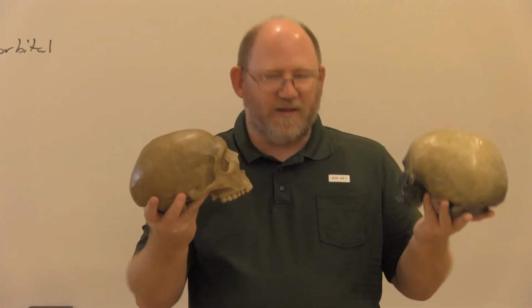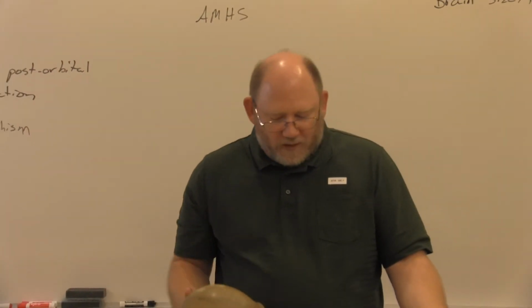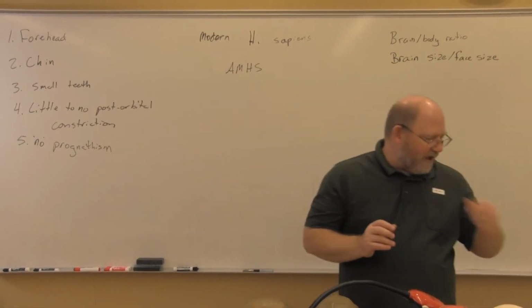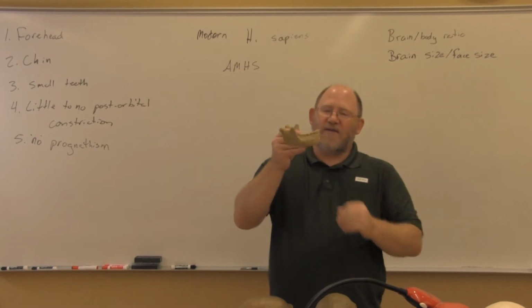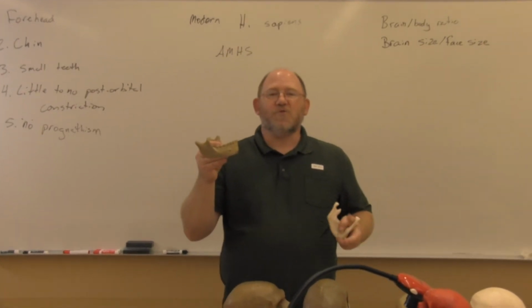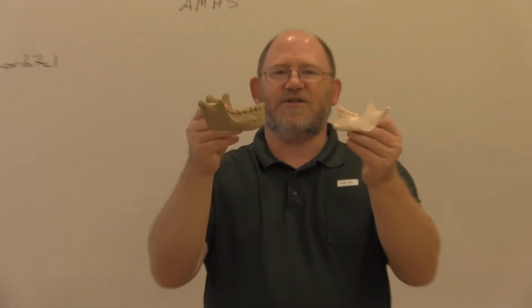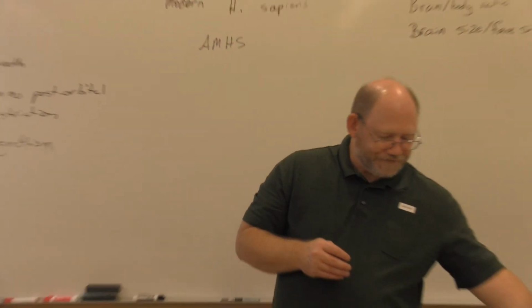So this is one of the things that we will pay attention to. The second part is the chin. Remember when I was talking about Neanderthals, I talked about the fact that the chin is receding, whereas with modern humans, the chin is projecting. So that's one of the things that we will pay attention to with anatomically moderns versus archaics.